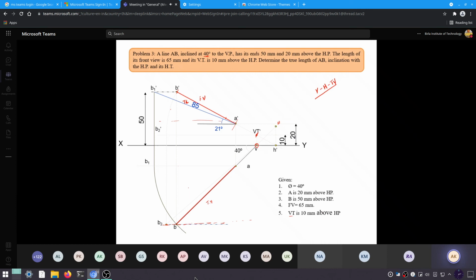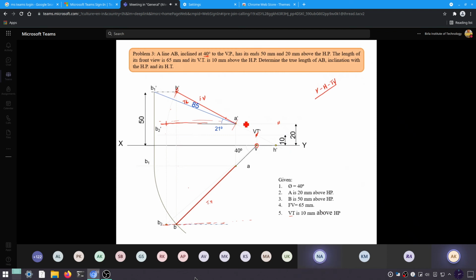Sir, can you tell me once why we made the arc from VT dash and B dash? Why did we make the arc from VT dash and B dash? Okay, you are asking me why we have made this arc instead of making the arc from this point to this point, right? Yes, sir.